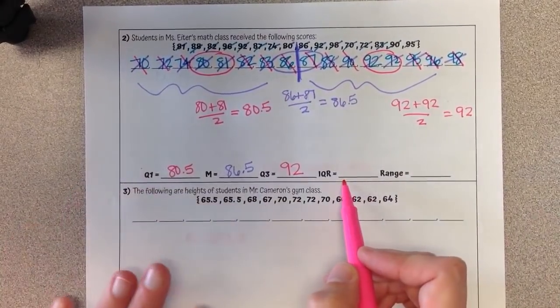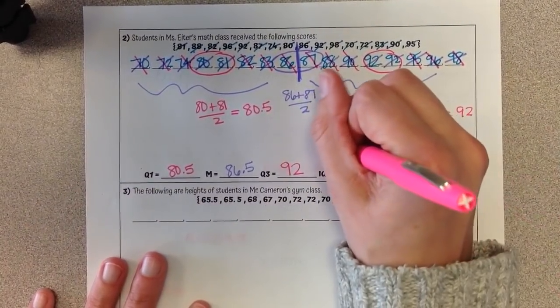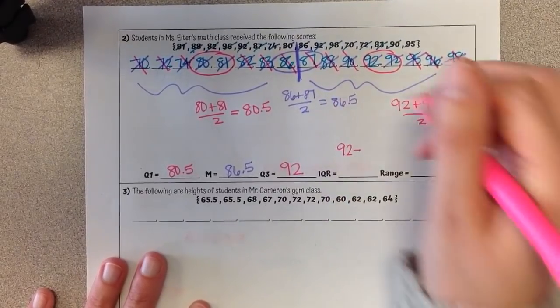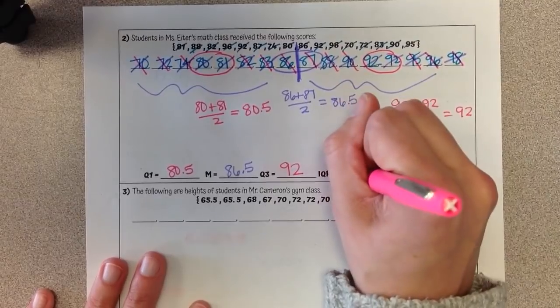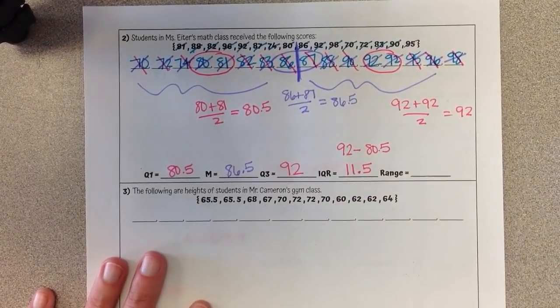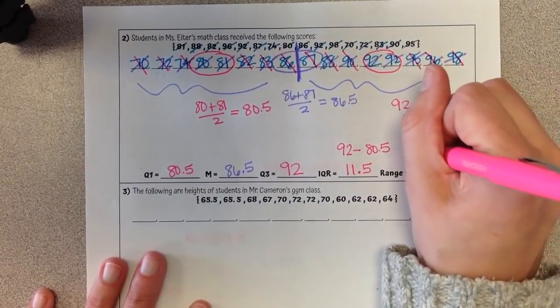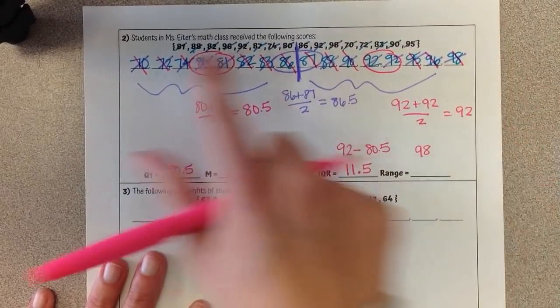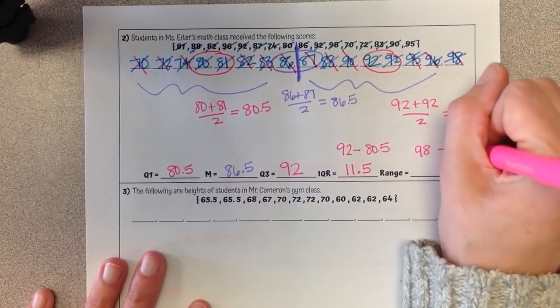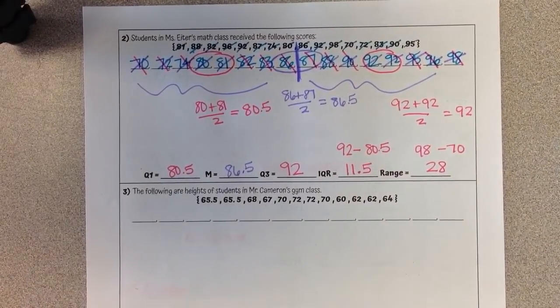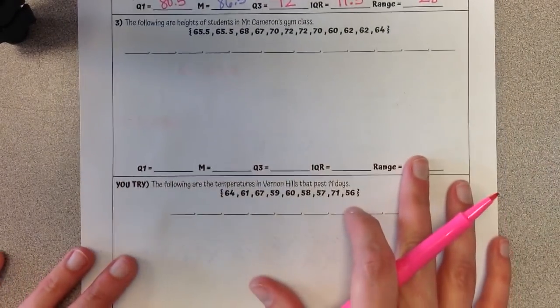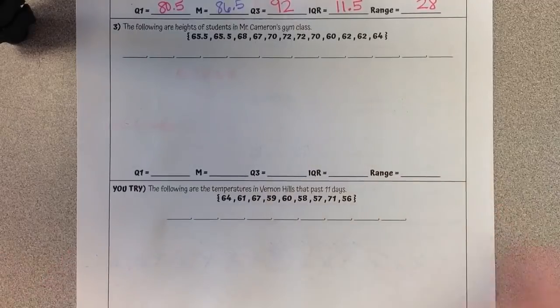For our IQR, we do our Q3, which is 92, minus our Q1 of 80.5, which should give us an IQR of 11.5. And then our range, our highest value of 98 minus our lowest value of 70, gives us a range of 28. Let's do one more, and then we'll have you do the U-Try on your own.